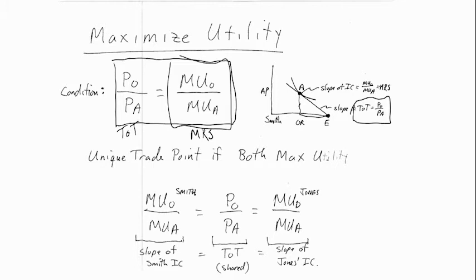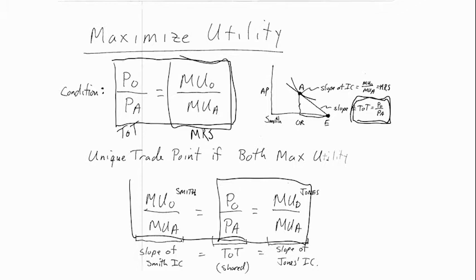Okay, and what we need to be maximizing utility is we need Smith to have a terms of trade, ultimately, that's exactly equal to the slope of his indifference curve at the point to which he trades, which is point A. And if he satisfies that condition, he's going to be happy that he's maximizing his utility given the circumstances. The same is true for Jones down here. Jones is also going to be maximizing his utility if he sets the terms of trade in an agreed upon trade with Smith, PO over PA, equal to the marginal rate of substitution, or the slope of his indifference curve at the point to which they trade, A.